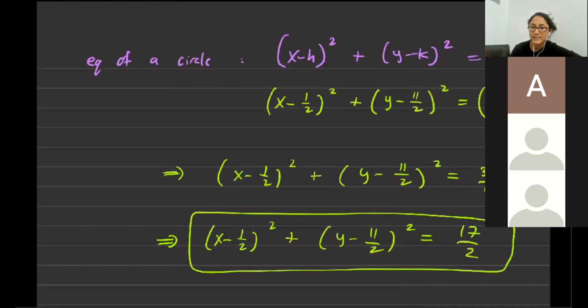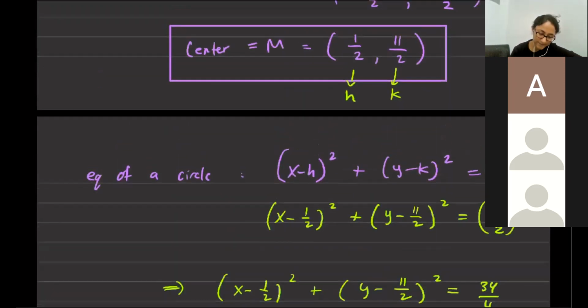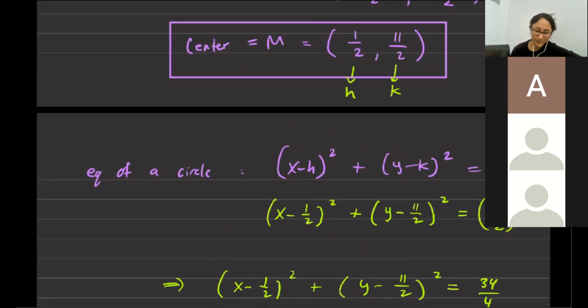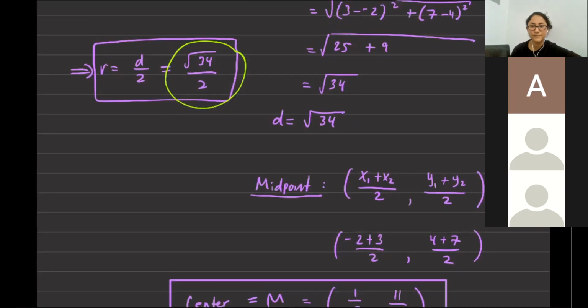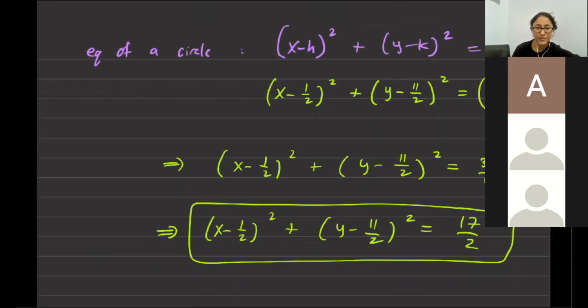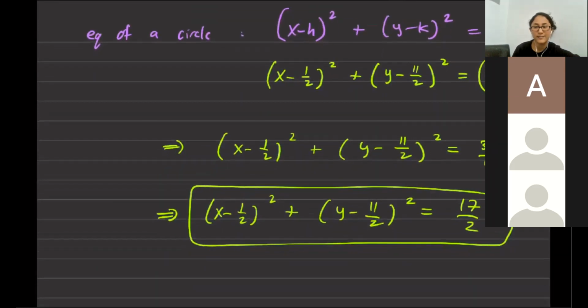So there you go. That's the equation of the circle. Any questions? Let me know if you guys have any questions on this. So would the center be 1/2, comma 11/2? That's the center right here. And the radius is what we found for half of the distance. Any other questions on this?